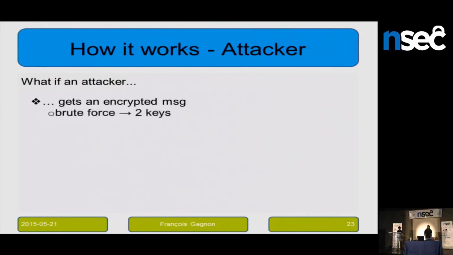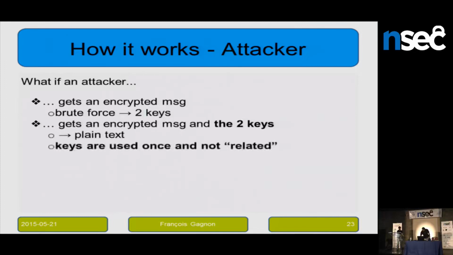So what happens if the attacker gets an encrypted message? Then he has to brute force, in this case, two keys, one for encryption, one for authentication. That's nothing new there. What happens if he gets an encrypted message and the keys used for that message? Obviously he can get the plain text easily, but since the keys are used only once, after decrypting that message there's nothing he can do anymore, and the keys are not related. Having the key, which in a chaotic system translates to having the level of all the agents at a specific point, doesn't help you predict the next step, because, as Jean-Francois told before, you need the history to predict the next key. So you don't know what's going to happen next.